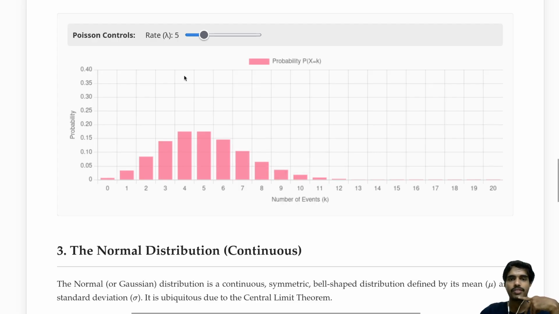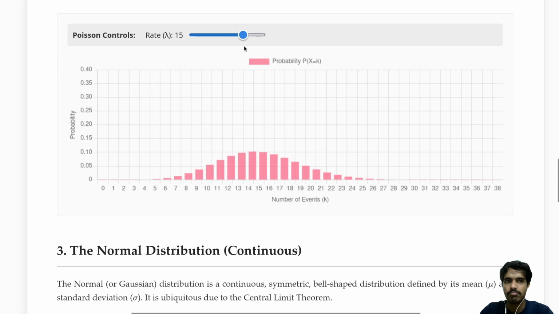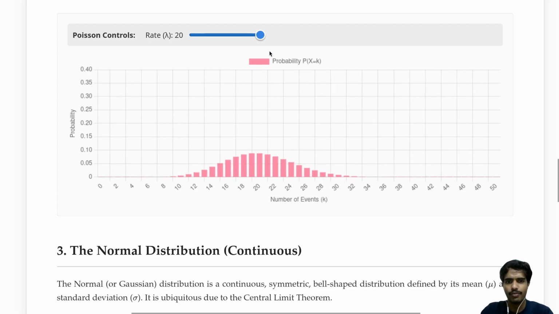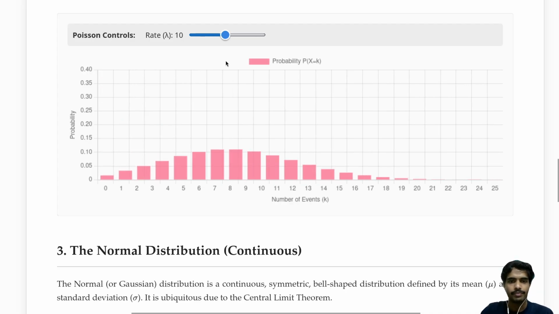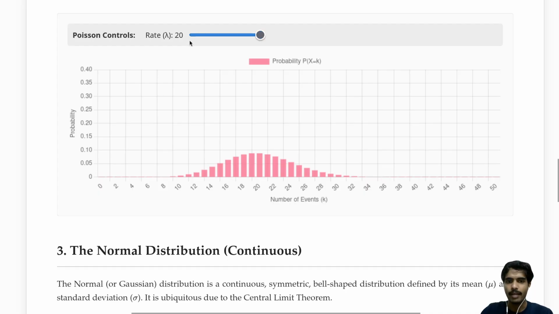And here is a visualization of the Poisson distribution. Lambda of 5 means the number of times that the event is happening in a fixed interval. So as I increase lambda, the visualization really doesn't change that much. If lambda is 20, the mean will be 20. So the basic visualization of Poisson is kind of easy and straightforward.